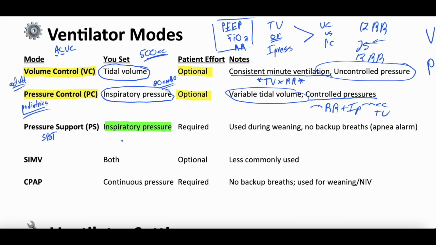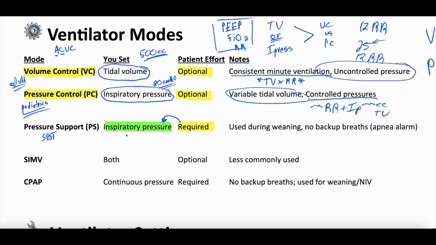So when you put someone on pressure control, all right, pressure support, our apologies. When you put someone on pressure support, the patient has to take their own breaths. Their patient effort is required, right? This is a spontaneous breathing trial. They are taking these breaths, but every time they take a breath, the ventilator will give them a little bit of inspiratory pressure to help them overcome the resistance of that endotracheal tube.